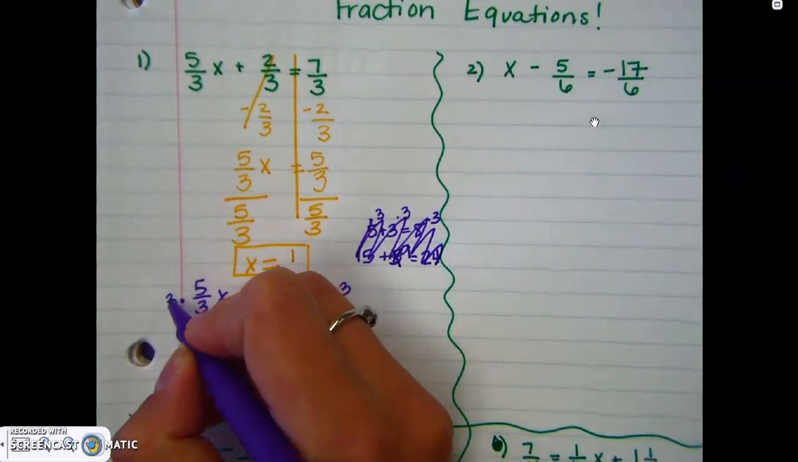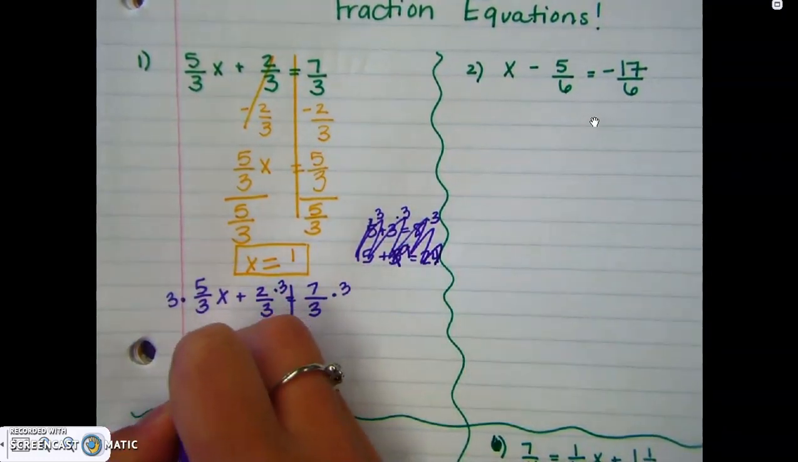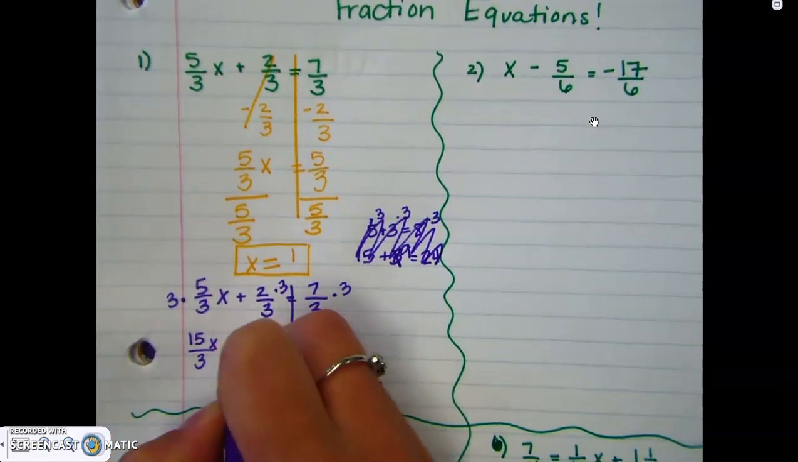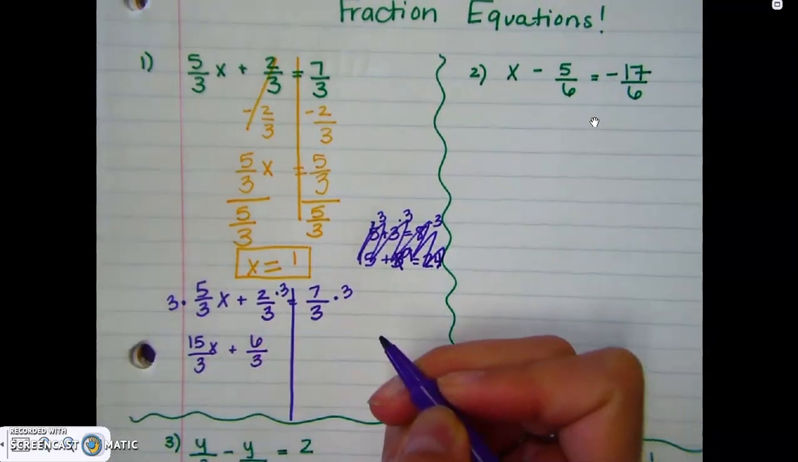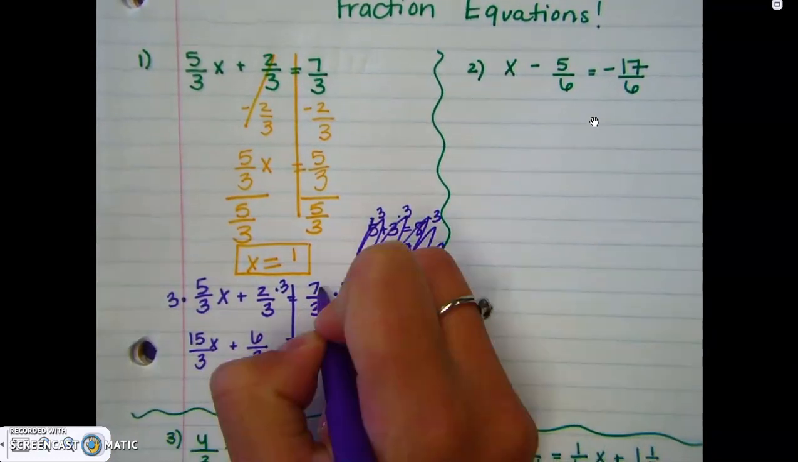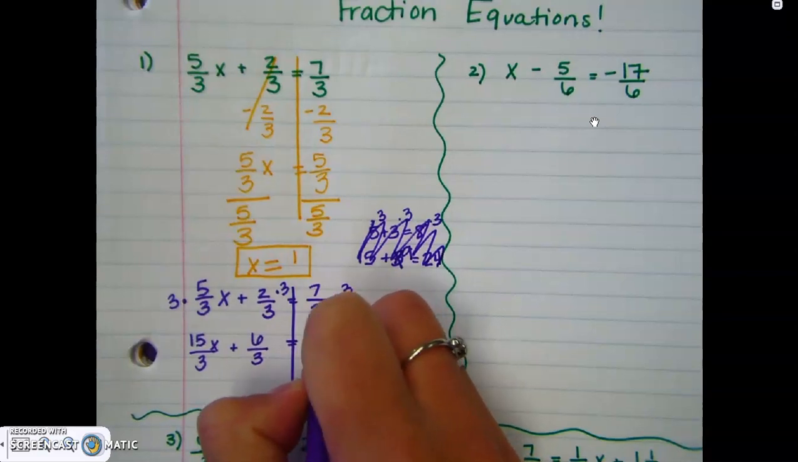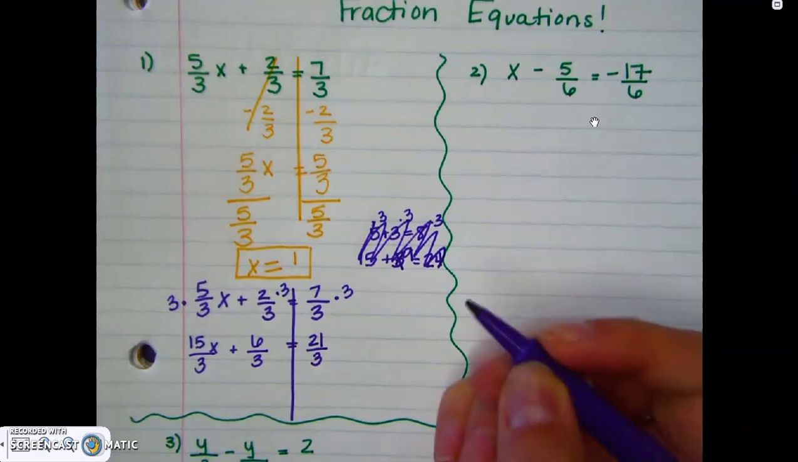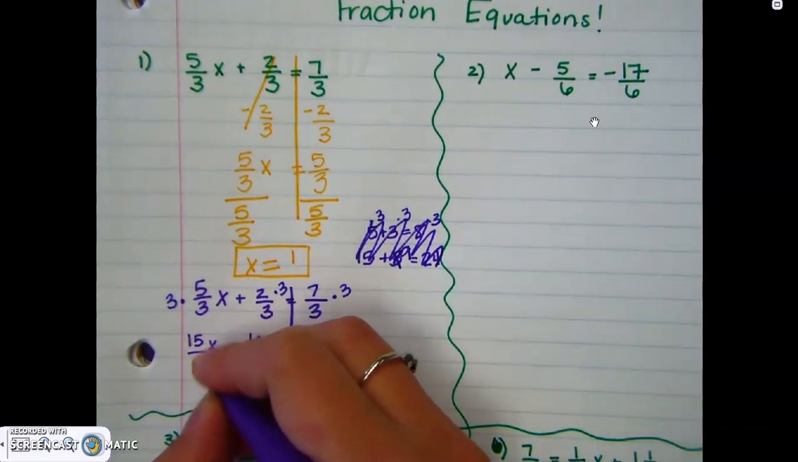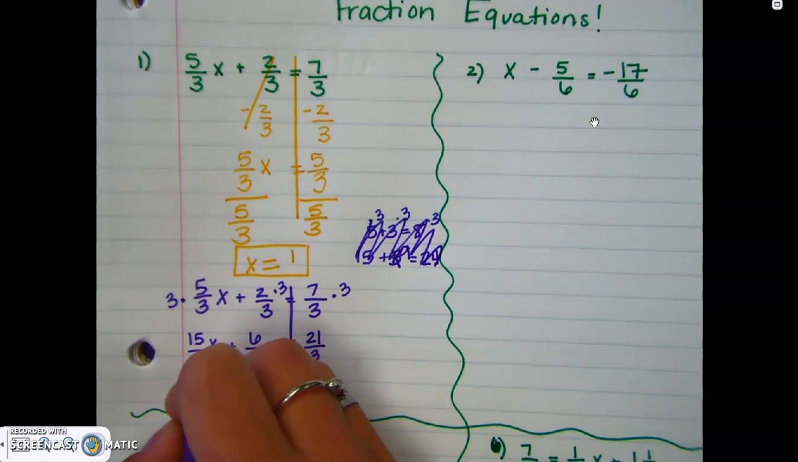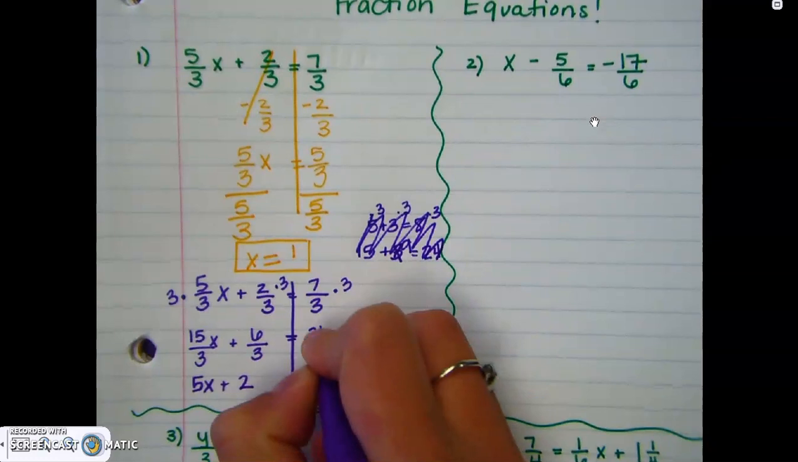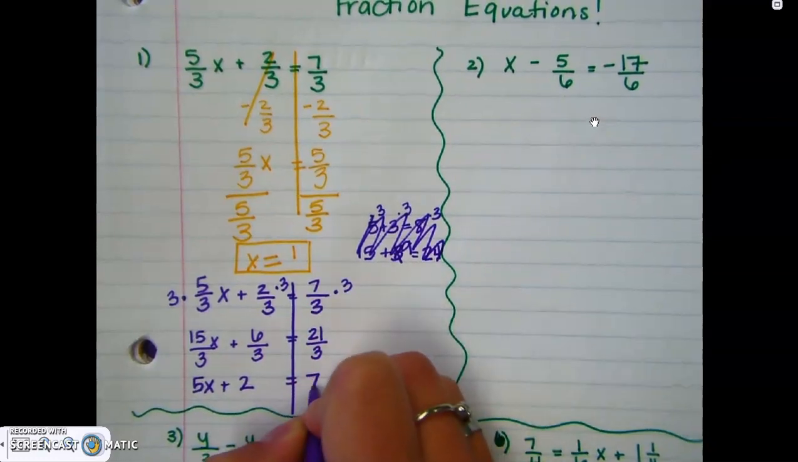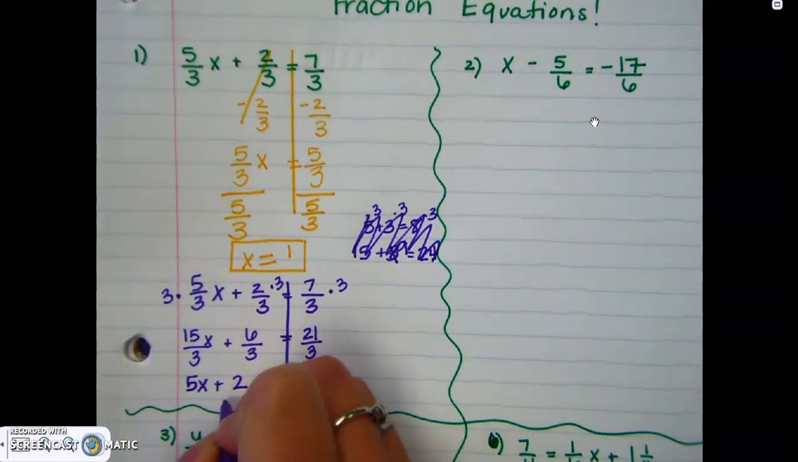So if I do that, I get 3 times 5 is 15, and I get 3 times 2 is 6. Keep that same denominator. I'm not messing with that denominator at all. And 7 times 3 is 21 over 3. Now this makes it really easy because 15 is divisible by 3, which gives me 5. And 6 is divisible by 3, which gives me 2. And 21 is divisible by 3, which gives me 7. So now it's just a simple equation I know how to solve.